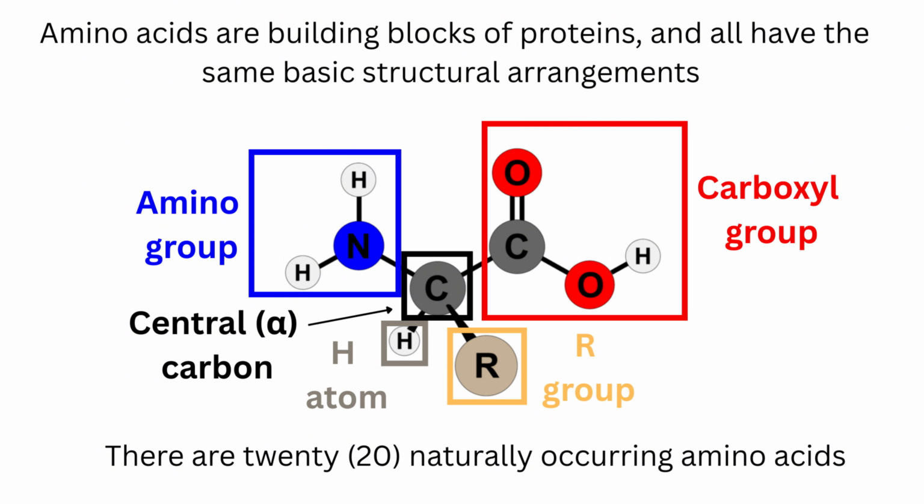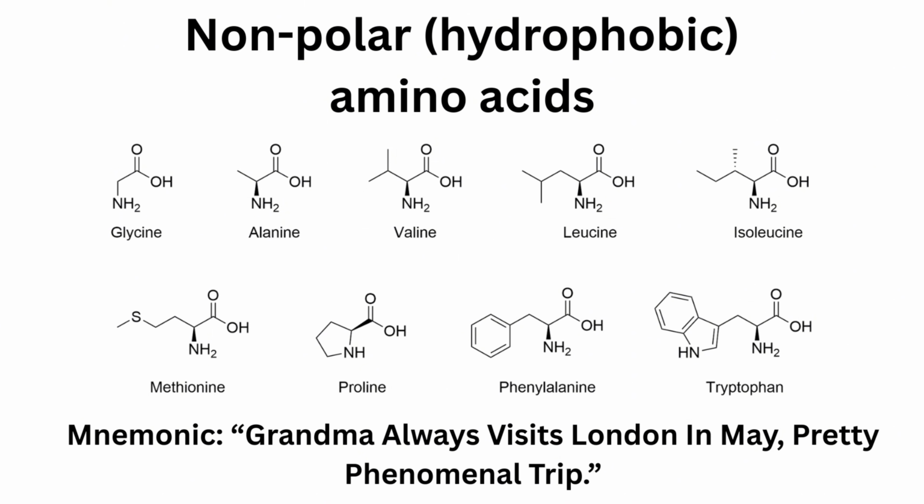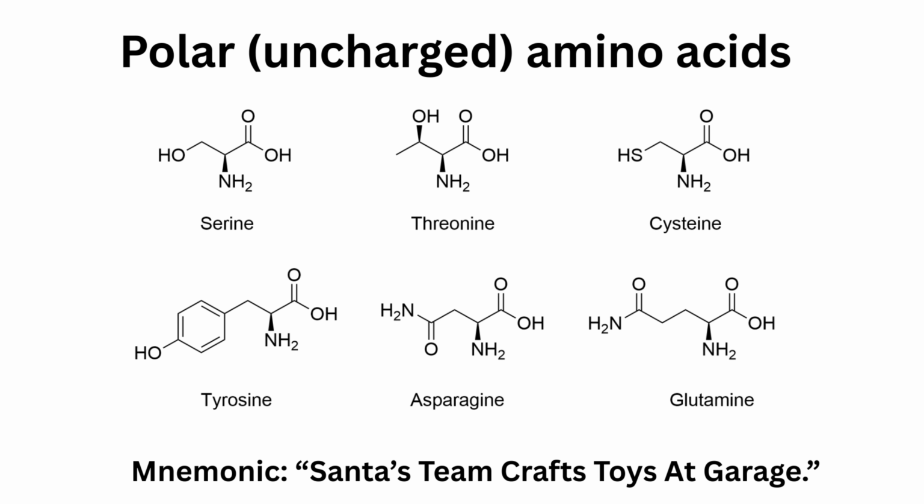There are 20 naturally occurring amino acids. Let's categorize them in a way that's easy to remember. Number 1. Nonpolar, hydrophobic. There are 9 of them. Glycine, alanine, valine, leucine, isoleucine, methionine, proline, phenylalanine, and tryptophan. They are hydrophobic, which means that they do not really like water and hide inside proteins away from water. Mnemonic: Grandma always visits London in May. Pretty phenomenal trip.